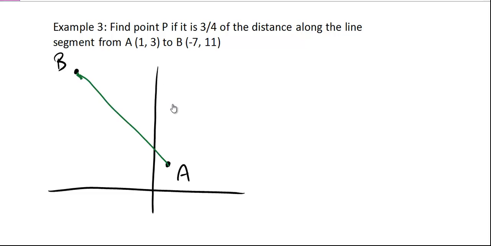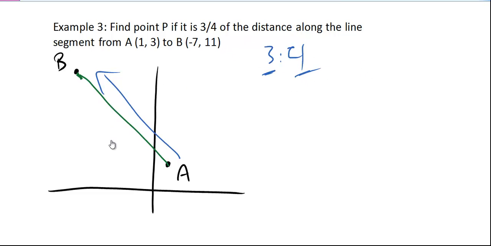Let's take a look at just one last one to make sure we've got this. So again, I've worded it a little bit differently, but the idea is I'm going from A to B. We're going in this direction, and I want to go 3/4 of that way. Now again, this time I didn't write it as a ratio of 3 to 4.